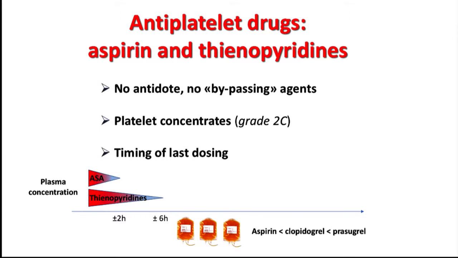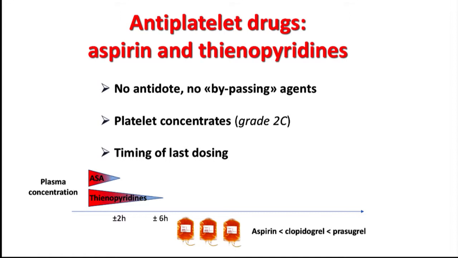And then I will talk about antiplatelet drugs. So that's another issue, an important issue. First, the aspirin and thienopyridines. So as you all know, there is no specific antidote for these drugs. There are no bypassing agents either. So the only thing that we have is platelet concentrates.